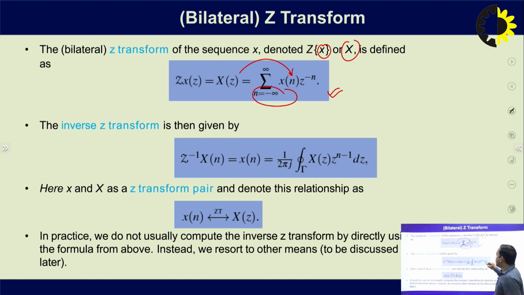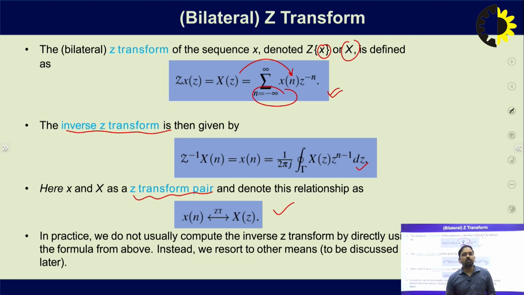We also have another equation which helps in calculating the inverse Z transform. So this x of n and the corresponding Z transform form the Z transform pair. As we already saw in the case of the Laplace transform, we generally don't use the inverse formula because it involves a contour integration. So we utilize a different technique called the partial fraction approach to find the inverse Z transform.